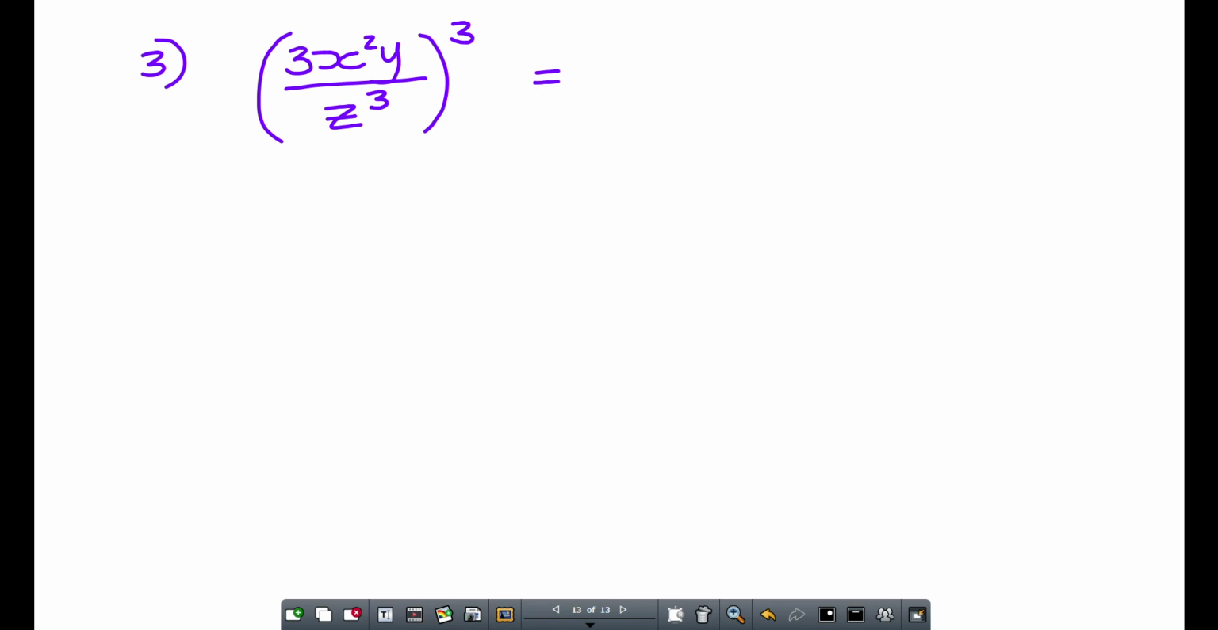Okay, right. Another example. Example number 3. 3x squared y over z to the power of 3, and all of it inside a bracket, to the power of 3. Okay, now that to the power of 3 applies to everything inside the bracket. So it's the same as 3 to the power of 3, x to the power of 2 times 3, because it's a power to the power.